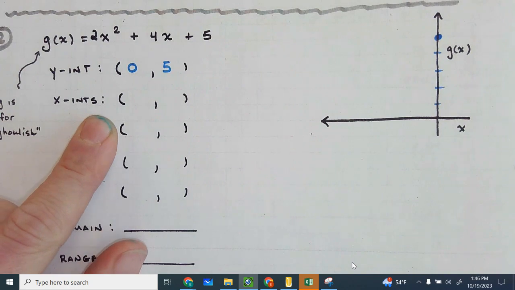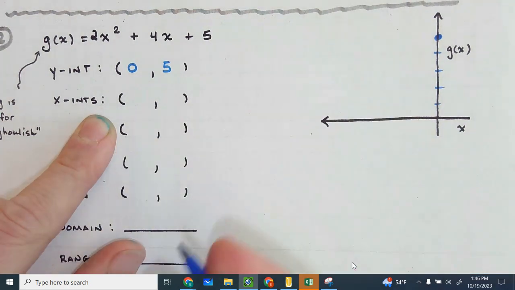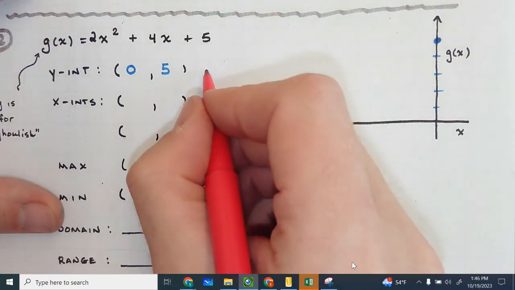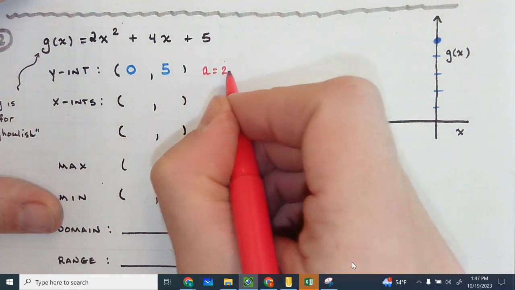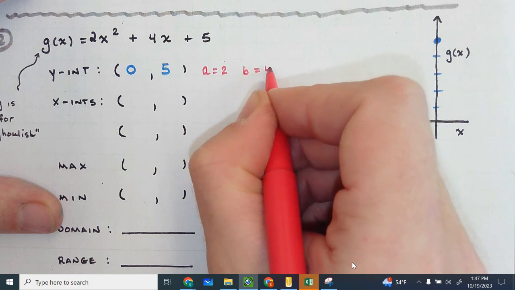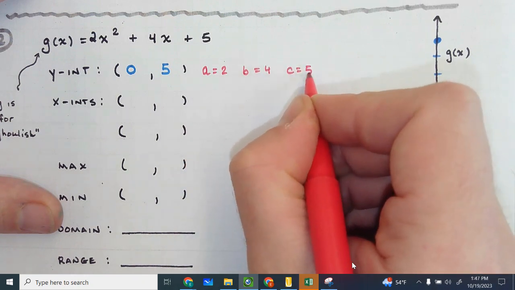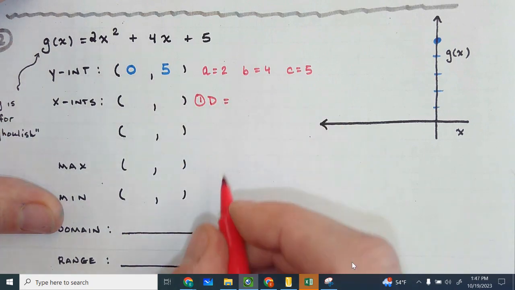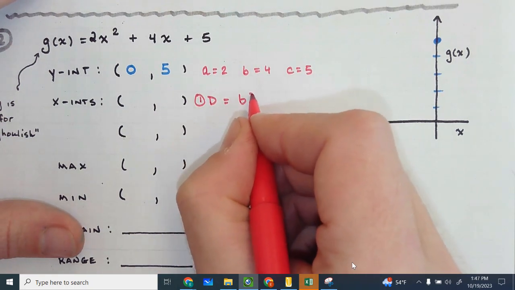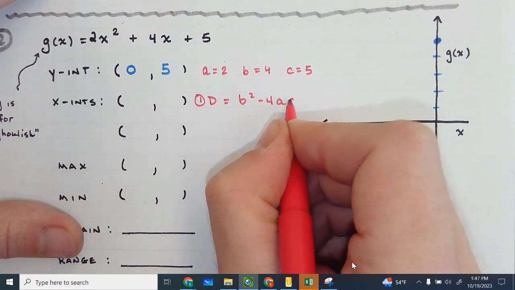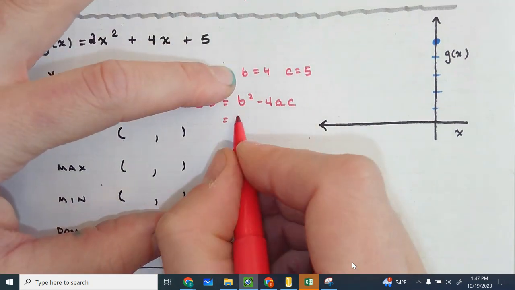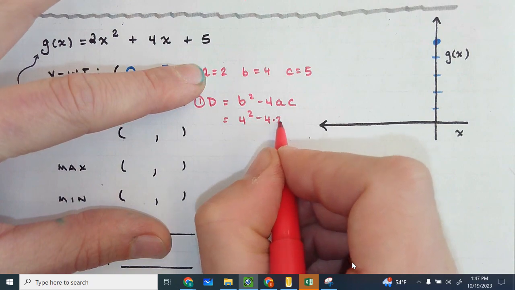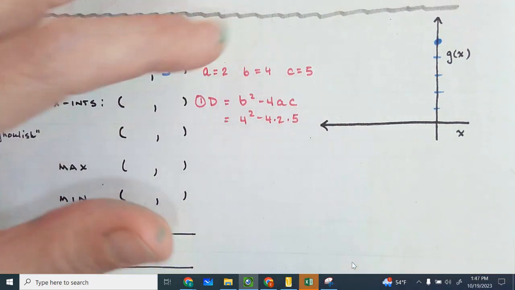Next thing, we need the x-intercepts. Once again, I'm going to ask you to do this one using the quadratic formula. So a is equal to 2, b is equal to 4, c is equal to 5. Our discriminant is b squared minus 4ac. b is 4, a is 2, c is 5.